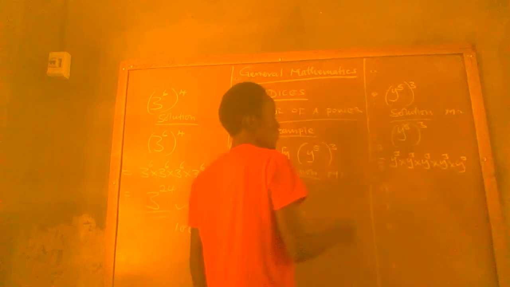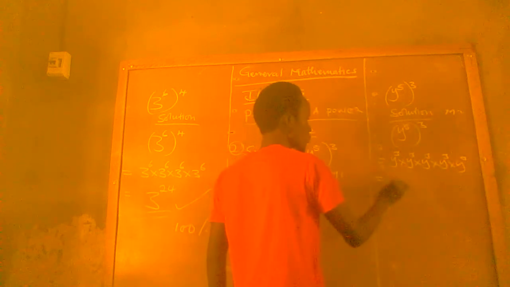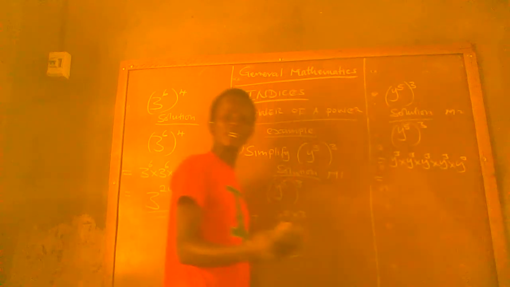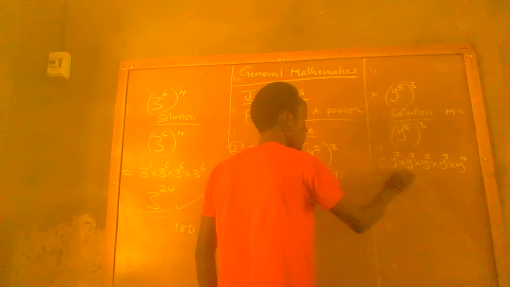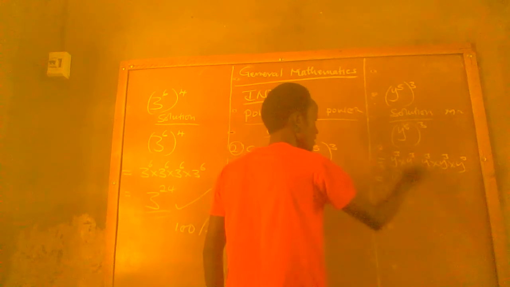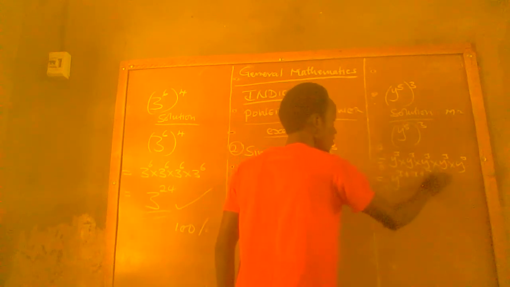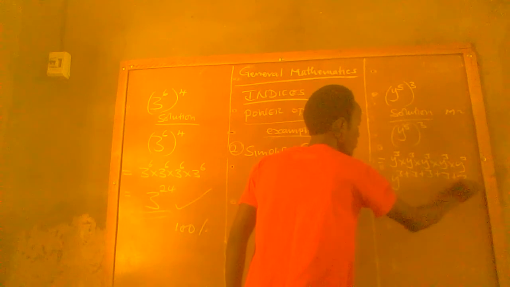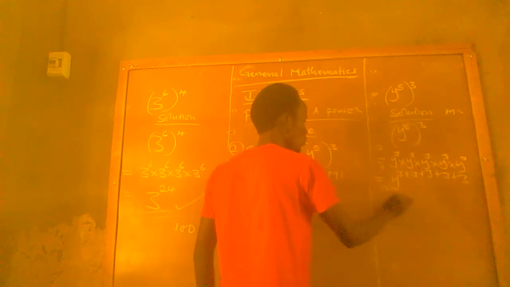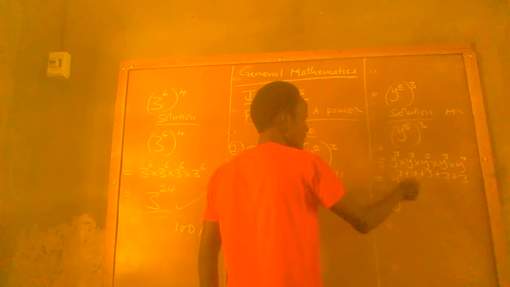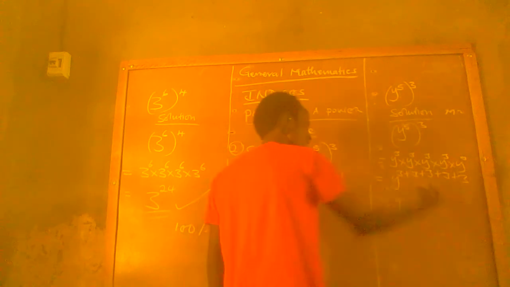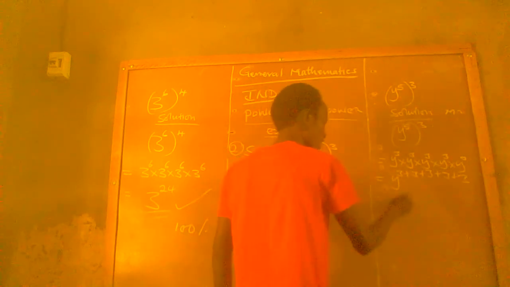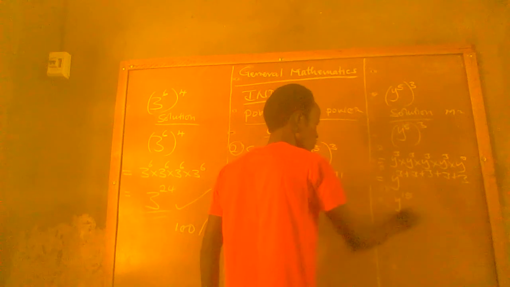Alright. We proceed further. This is now equal to, I take you to the first law. When the bases are the same, take one base and add the power. Right? So y raised to the power 3 plus 3 plus 3 plus 3 plus 3. This is now equal to y raised to the power 3 plus 3, just 6 plus 3, 9 plus 3, 12 plus 3, I have 15. That is y raised to the power 15.